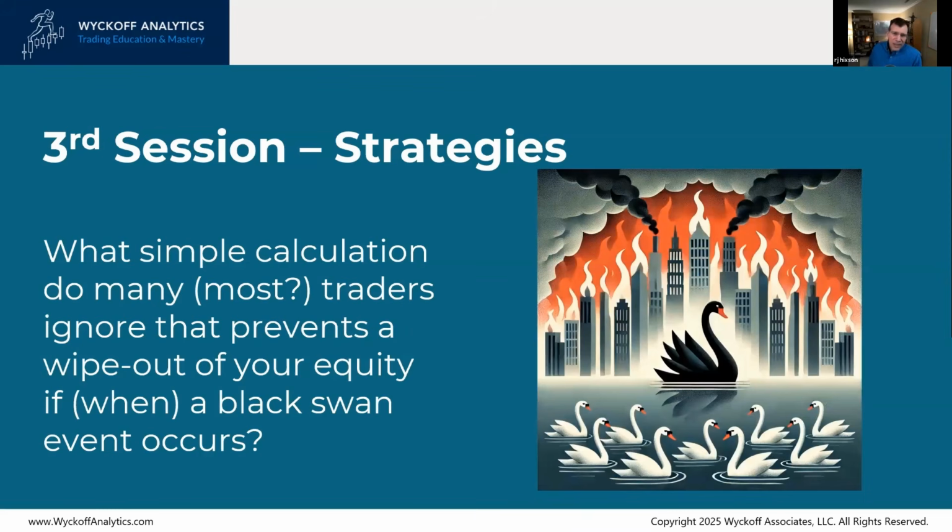There's a simple calculation that many traders, I have to wonder if most traders, ignore, that would prevent a wipeout of your equity if a black swan event occurs. It's not hard to calculate, and it's something that most folks don't think about most of the time. And you don't have to, because black swans don't come along very frequently. But if one did, and you took care of this, you could have some assurance of surviving and getting ready for the next trade.